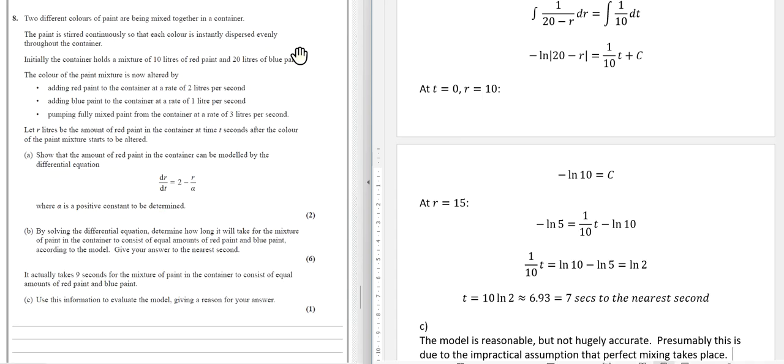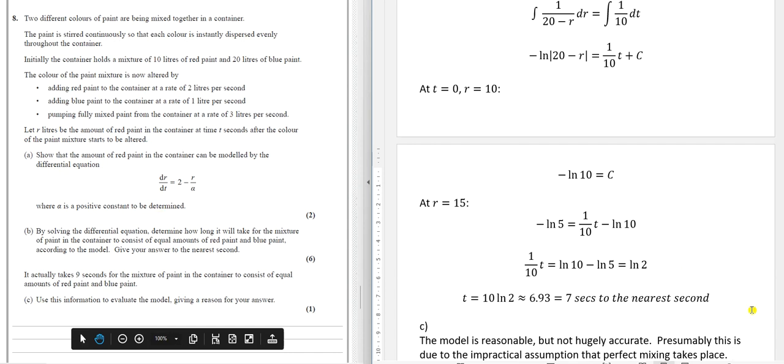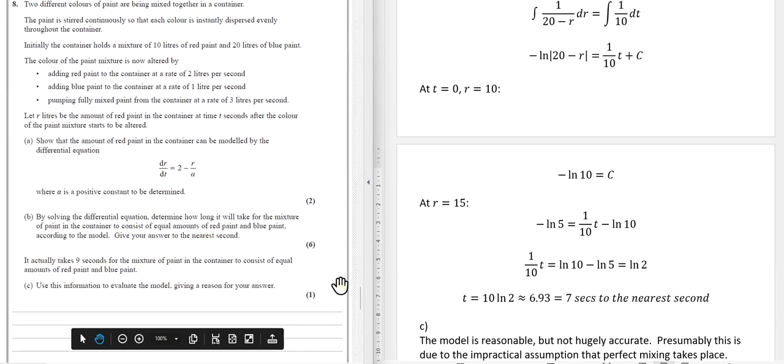In reality, if you pour paint in from above and you drain from below, it's going to take some time for that to filter through. So you won't be losing red paint quite as quickly, which is why it takes longer. So that fits, it makes sense. And that's all of question 8.